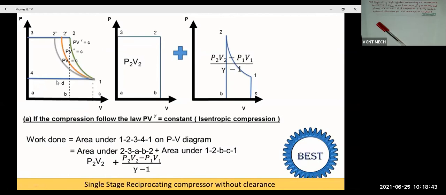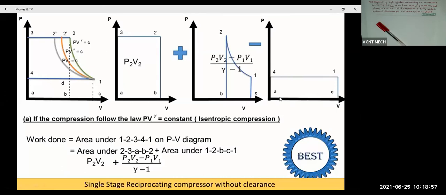Now we require only the area for 1, 2, 3, so we need to subtract the area under the 1, 4 line, the area under 1, 4, A, C. This is again a rectangle. The height of this rectangle is P1 and the width is V1, so the area under this is P1 into V1. So here we write minus P1 into V1. Next, we simplify this equation.